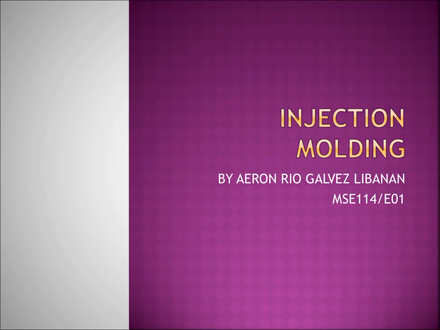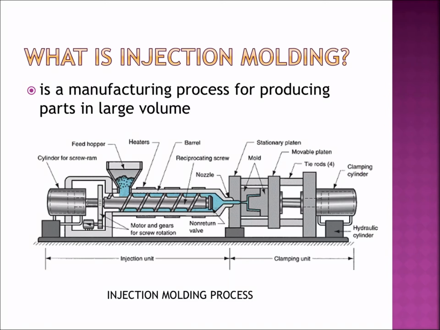Hello and good day. My name is Aeron Libanan and we'll be talking about injection molding. So what is injection molding? It's a manufacturing process for producing parts in large volume. It's typically used in mass production processes where the same part is being created thousands or even millions of times.